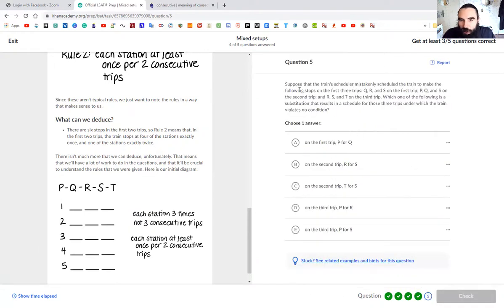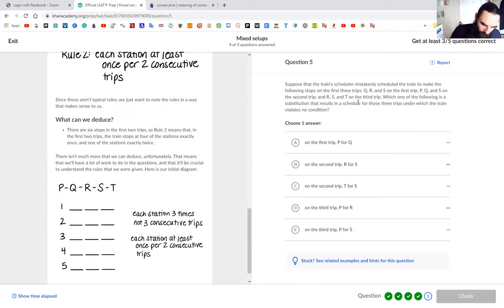So the last question is, suppose that the train's scheduler mistakenly scheduled the train to make the following stops in the first three trips: Q, R, and S on the first trip, P, Q, and S on the second trip, and R, S, and T on the third trip. Which one of the following is a substitution that results in a schedule for those three trips under which the train violates no condition?